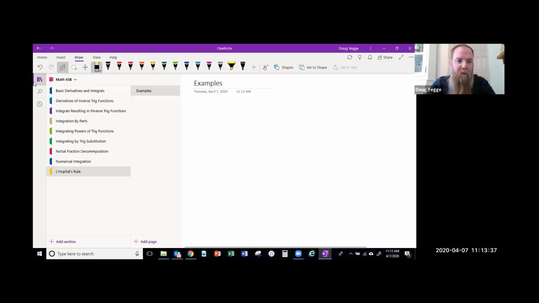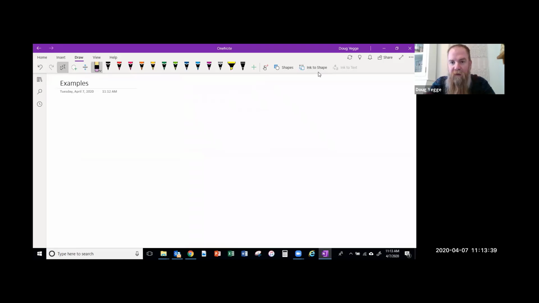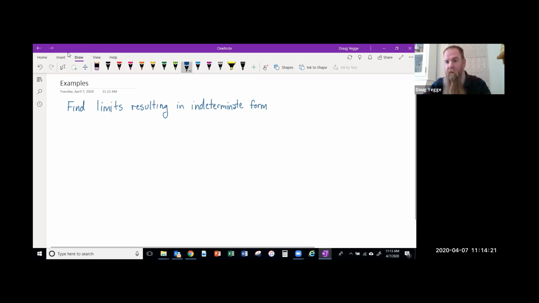So the purpose of L'Hopital's rule is nothing more than being able to find limits resulting in indeterminate form. Now, from Calc 1, you may remember that indeterminate form was 0 over 0. It just meant that when I applied direct substitution to some function, I got a form that didn't seem to make sense.